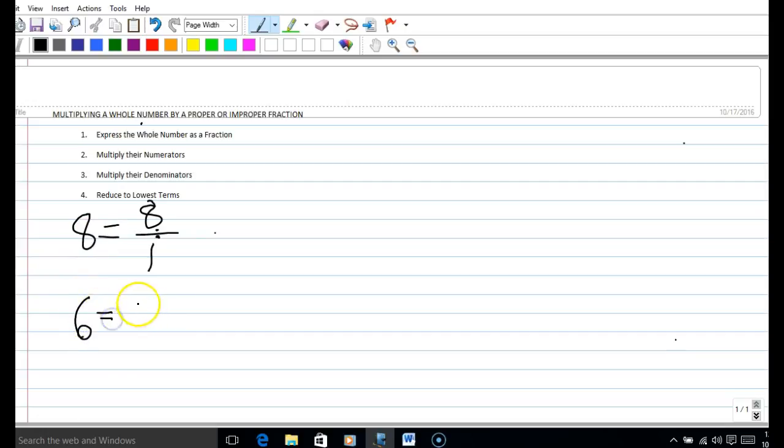So 6 as a fraction would be equivalent to 6 over 1. So in this section, we want to multiply a whole number by a proper or improper fraction. For example, suppose I have 5 times the fraction 3/4. Well, 5 is equivalent to 5 over 1 times 3 over 4.